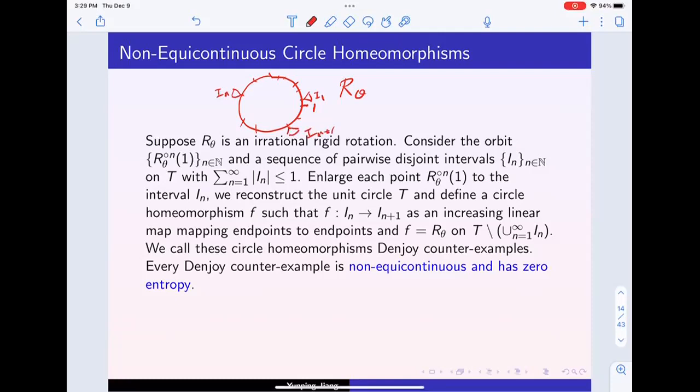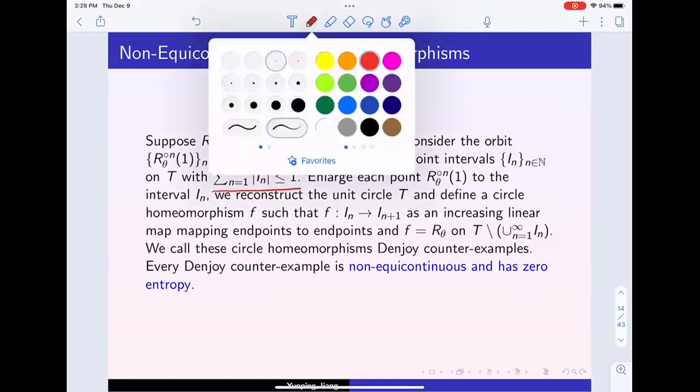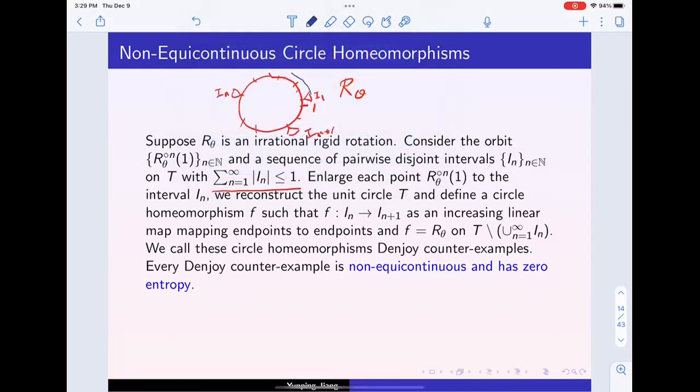Then you connect them, assuming the summation of the interval lengths is less than or equal to 1. If you connect all the intervals, you basically reconstruct the circle, and you normalize it to still be the unit circle. Then you define F on each interval from I_n to I_{n+1} as a linear map, but increasing, still mapping endpoints to endpoints. On the complement, you define it just like R theta.